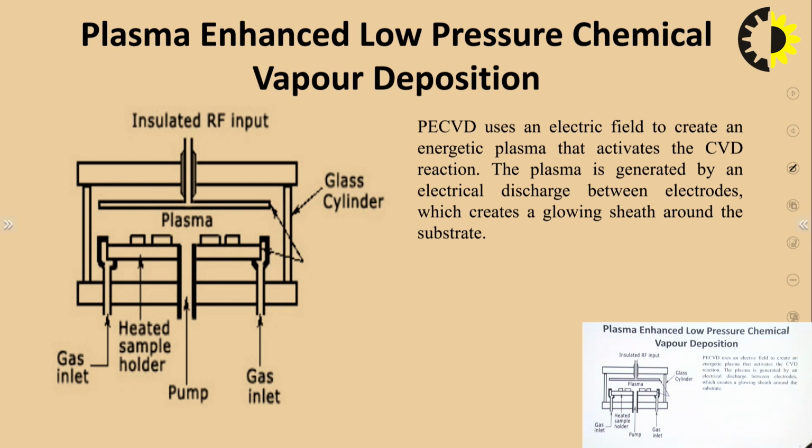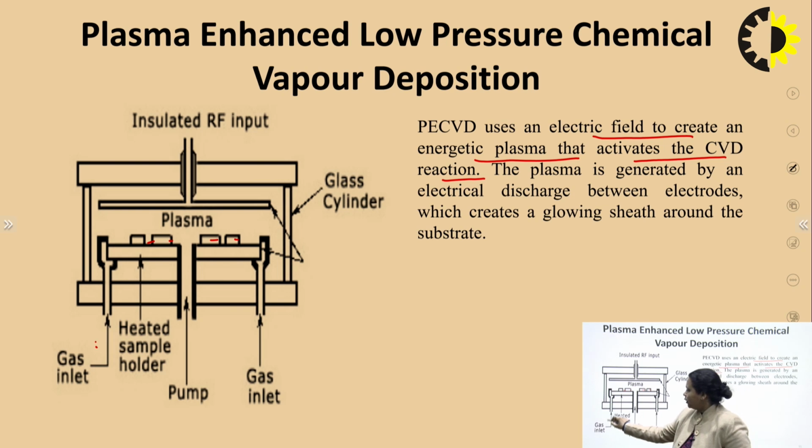In this plasma enhanced CVD, basically plasma is generated using the electric field to create energetic plasma that activates the CVD reaction. Basically, the plasma is generated by using the electrodes, and that plasma is utilized to create the layer over the substrate, over the wafer. So here the wafers are kept in this chamber, and this is the heated sample holder, and the pump is used to take out your wafers.